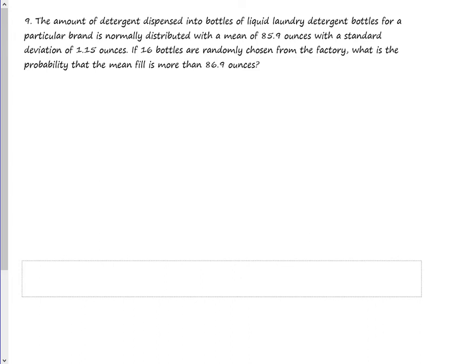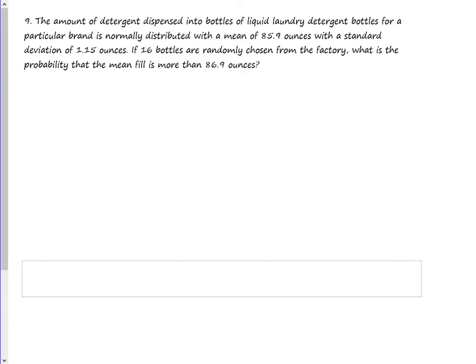Number 9. The amount of detergent dispensed into bottles of liquid laundry detergent for a particular brand is normally distributed with a mean of 85.9 ounces with a standard deviation of 1.15 ounces. If 16 bottles are randomly chosen from the factory, what is the probability that the mean fill is more than 86.9 ounces?